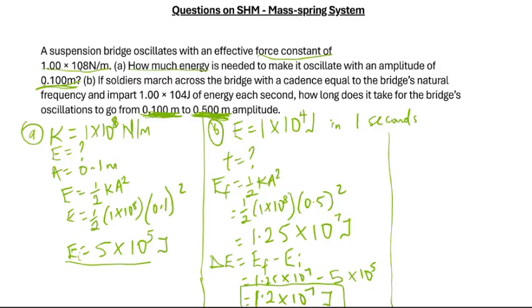Now, the energy they are using is this per second. So, how long will it take for the bridge to move from that point to that point? They need this total energy. Then we can say, okay, in 1 second, they use 1 times 10 raised to power 4. Then in how many seconds?